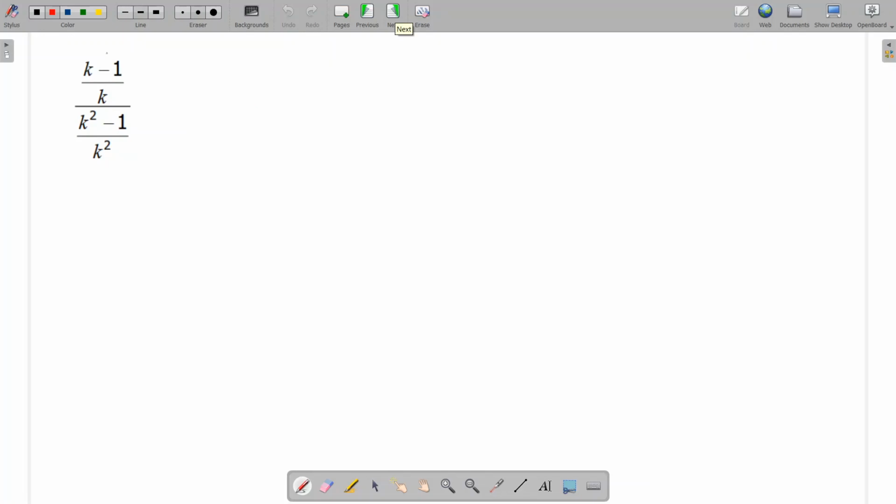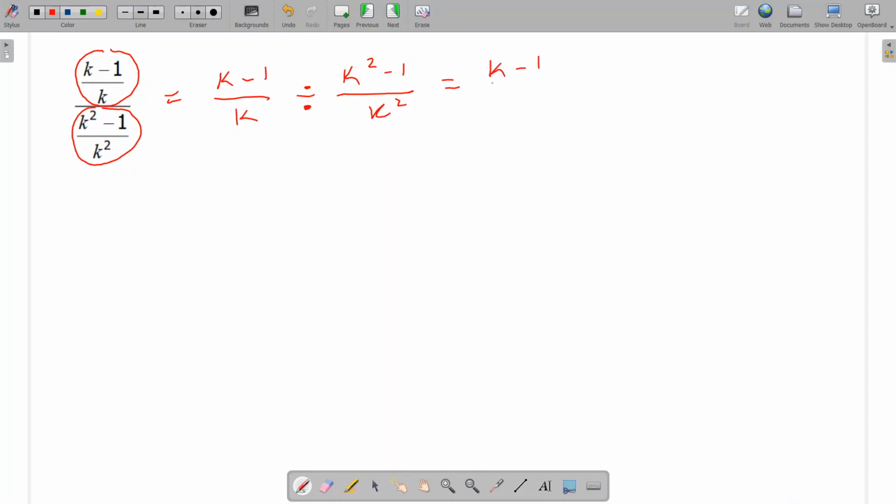Okay, so again, I have my numerator and my denominator. I'm going to change this to a division problem, meaning I'm going to write it out with an actual divides by symbol. Once I have that, I'm going to change it to a multiplication problem by multiplying by the reciprocal. And then at this point, I want to see if I can do some factoring.